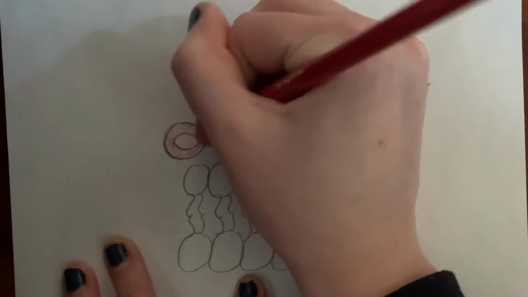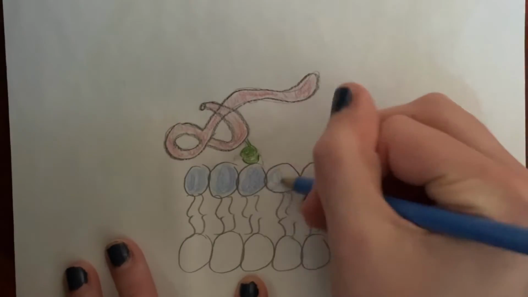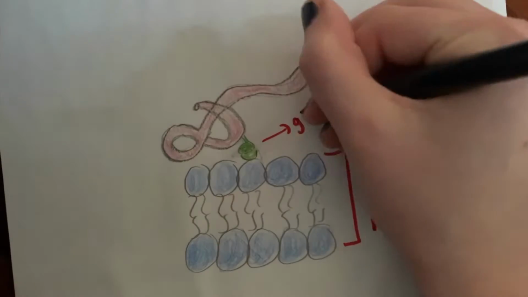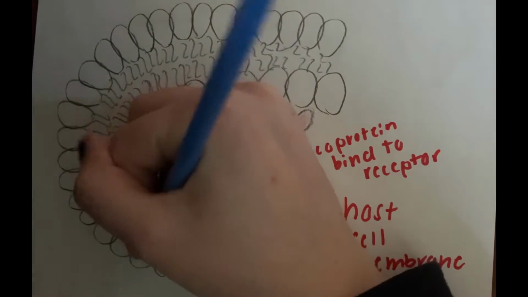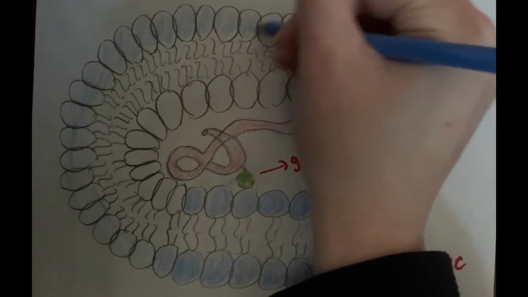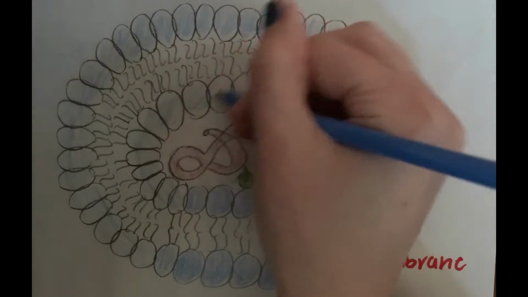Once I have entered the human host through either a cut, the eyes, nose, or mouth, I use my glycoprotein, like I mentioned before, to bind to receptors on the host cell membrane. After that, I am taken up by the host cell through a process known as endocytosis. More specifically, as Ebola, I utilize macropinocytosis, where extracellular material like myself is engulfed by a host cell.